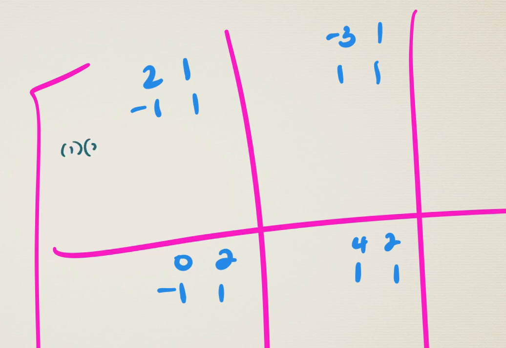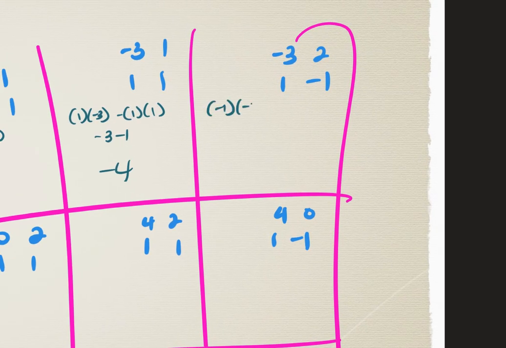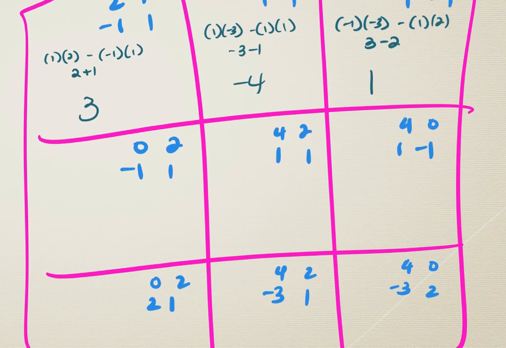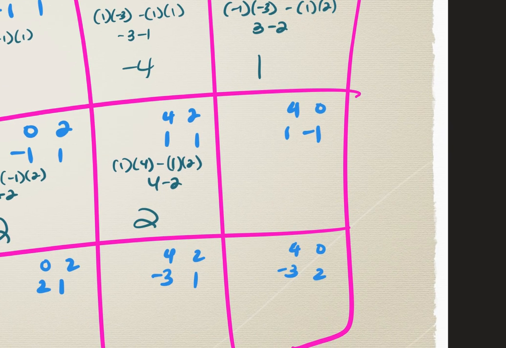So I would get 1 times 2 minus -1 times 1, which is 2 minus a -1, or 2 plus 1, which is 3. 1 times -3 minus 1 times 1, -3 minus 1, which is -4. -1 times -3 minus 1 times 2, which is 3 minus 2, which is 1. 1 times 0 minus a -1 times 2. 0 minus a -2 becomes +2, and that's 2. 1 times 4 minus 1 times 2, 4 minus 2, which is 2. -1 times 4 minus 1 times 0, -4 minus 0, which is -4.